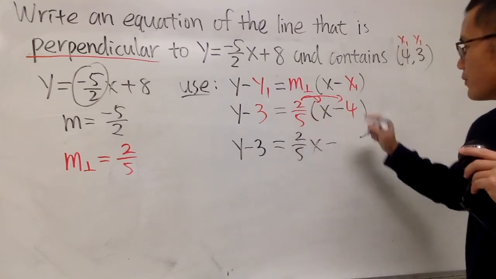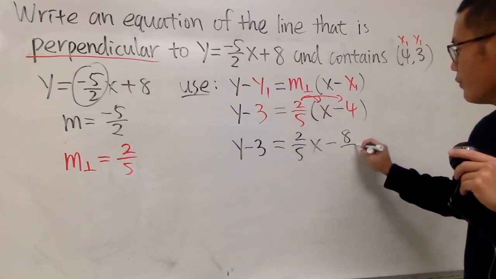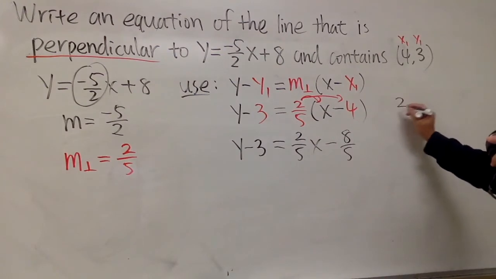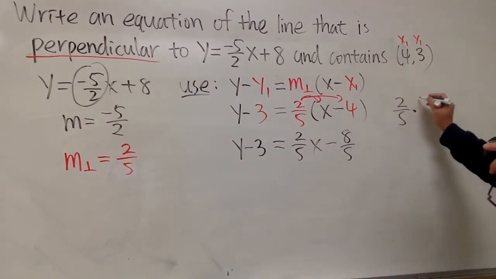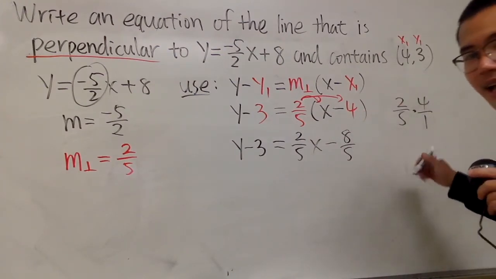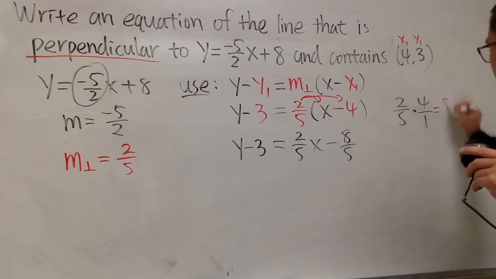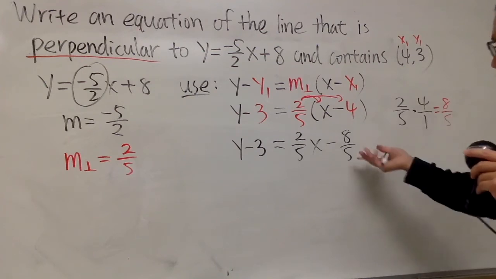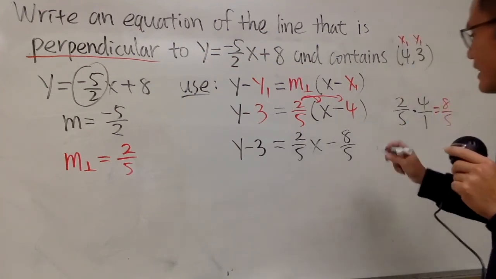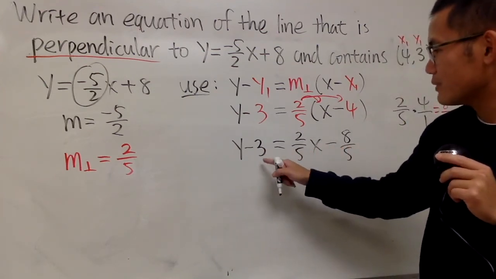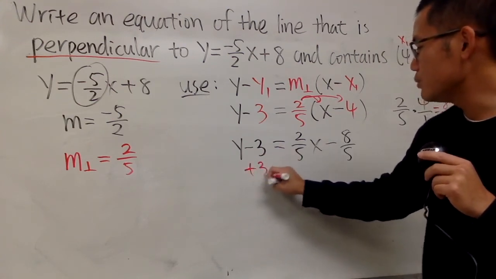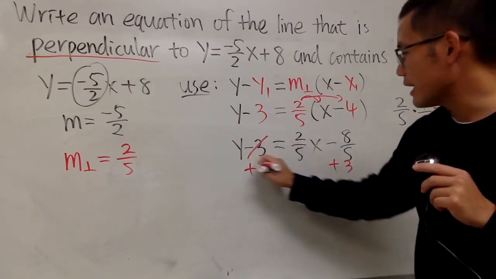2 over 5 times 4, that's going to be 8 over 5, because you can write this down, 2 over 5 times 4 is the same as 4 over 1. And in this case, we cannot reduce anything, so just multiply 2 and 4, which is 8, and then 5 and 1 is just 5, so that's how we get that. All right, now, you see, we just have to add the 3 on both sides, plus 3 here, plus 3 here, so that they cancel.